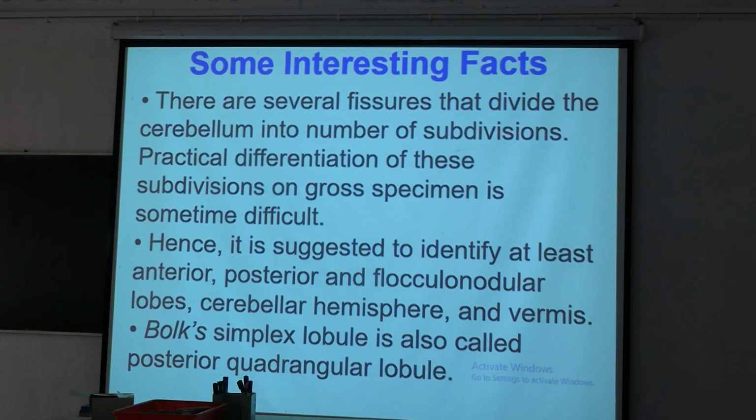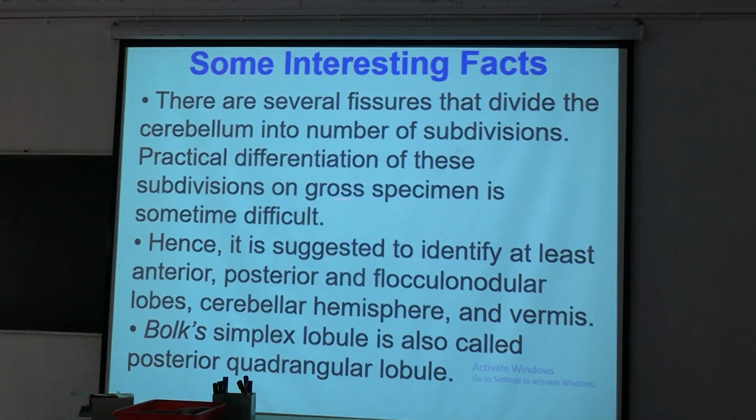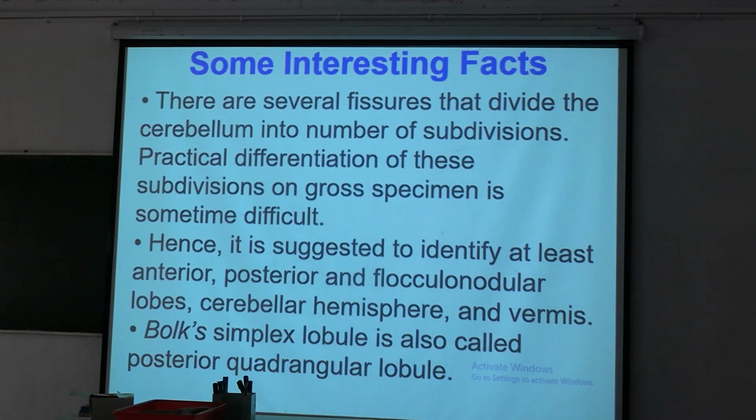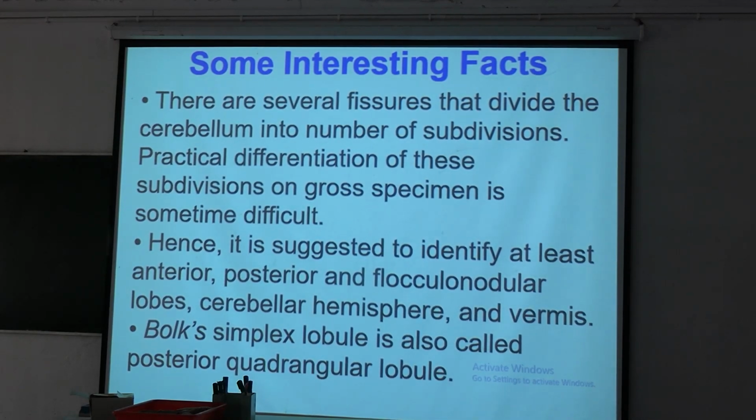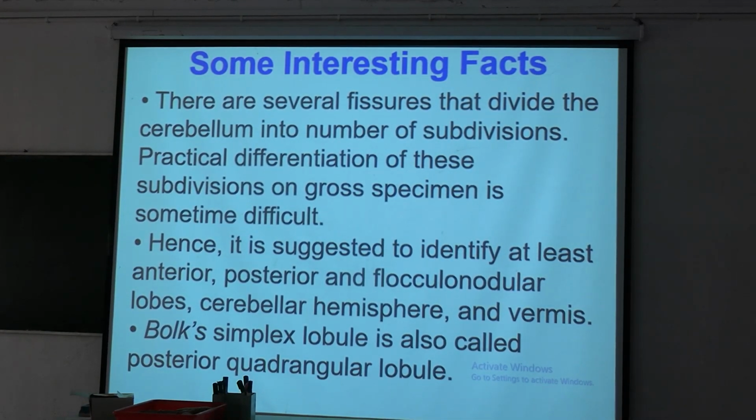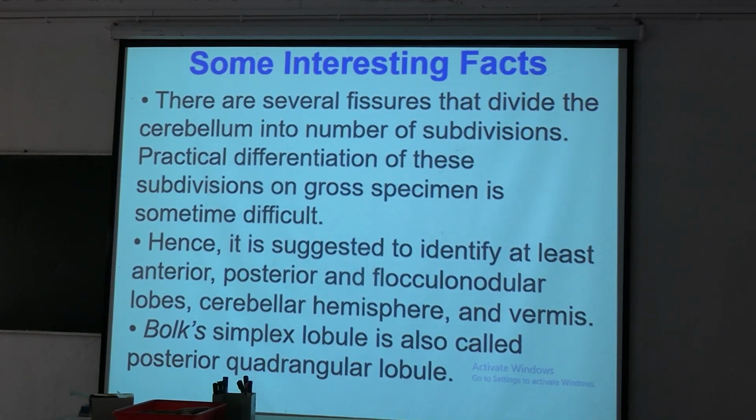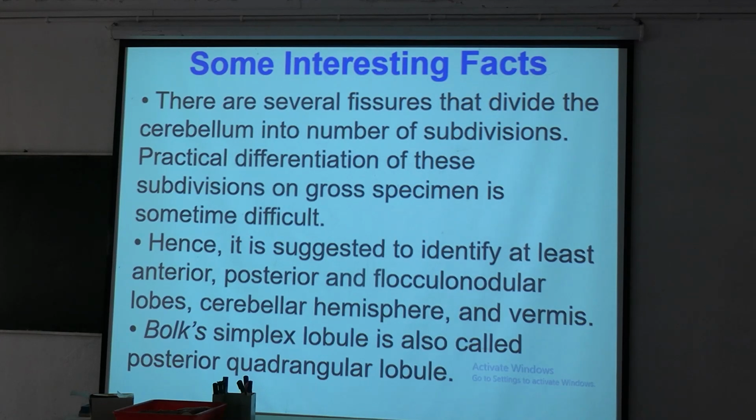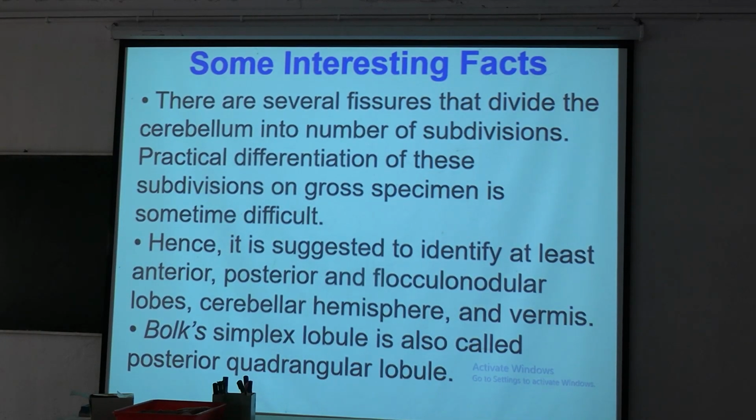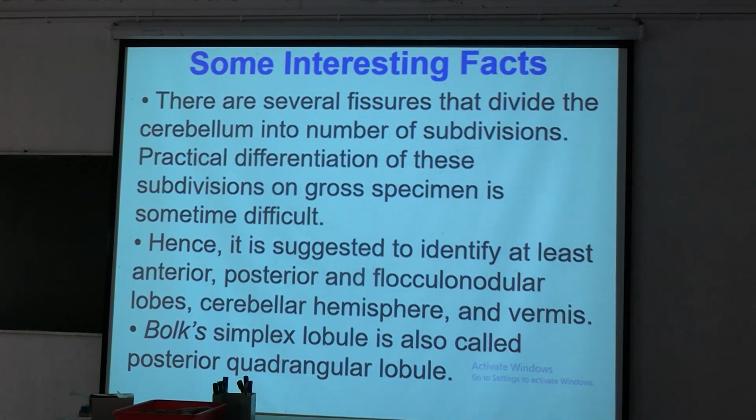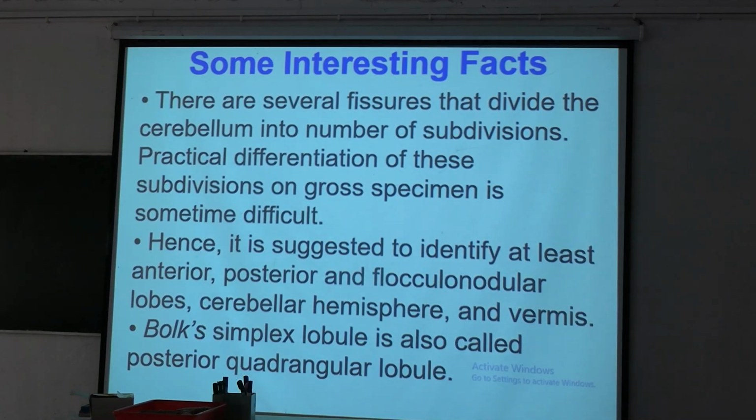So there are several fissures that divide the cerebellum into a number of divisions, and practical differentiation of these subdivisions on a gross specimen is sometimes difficult. Okay, so very fine divisions. Hence, it is suggested to identify at least the anterior, posterior, and flocculonodular lobes. These three you have to identify, and the cerebellar hemispheres and vermis, and the different parts of the vermis that cannot be seen separately in the viscera. You will be asked in your viva. Also important for your theory.